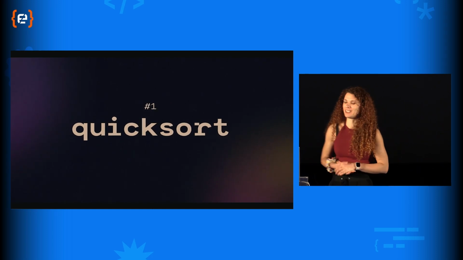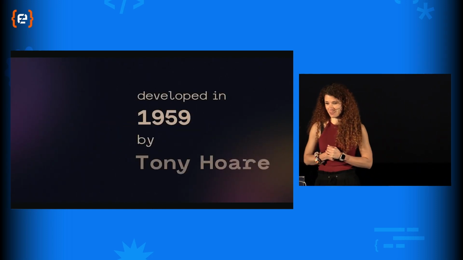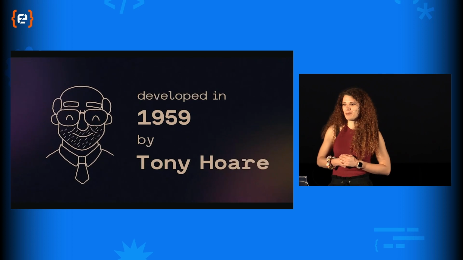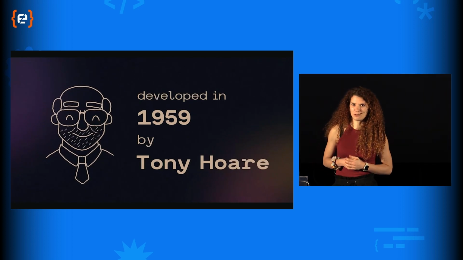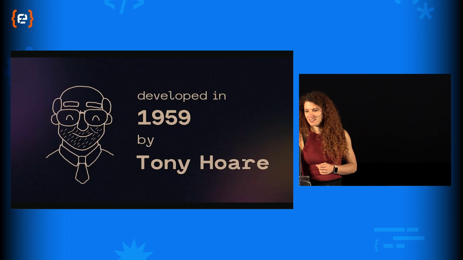Quicksort was developed in 1959 by Tony Hoare, a British computer scientist who also won the Turing Award thanks to Quicksort.